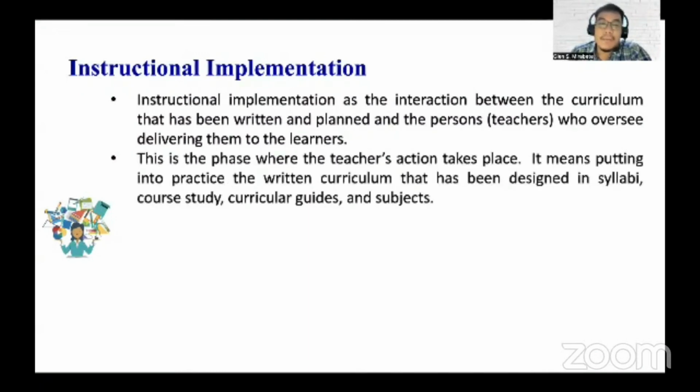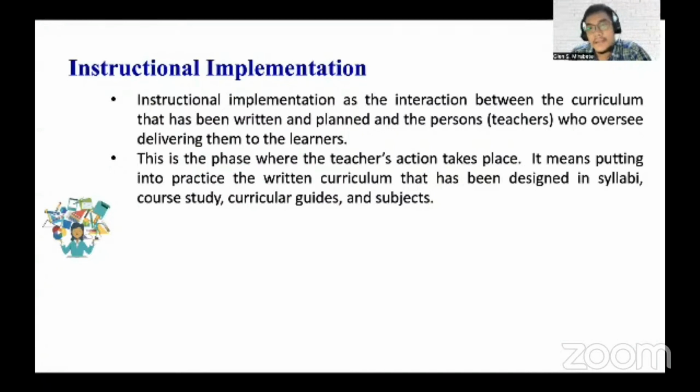And for the implementation, this is the phase where the teacher's action takes place. It means putting into practice the written curriculum that has been designed in the syllabi, course study, curricular guides, and the subjects.